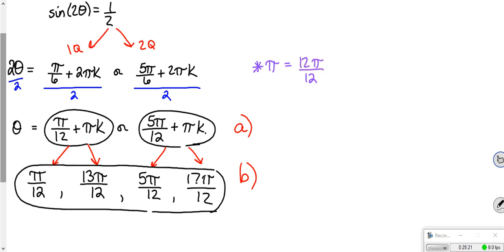I'm going to put a comma there. For specific answers between 0 and 2 pi. Okay. I forgot here that when we divided by 2, this was just a 1 pi k. Okay, so 1 pi k would be the same thing as 12 pi over 12. Okay, next problem.